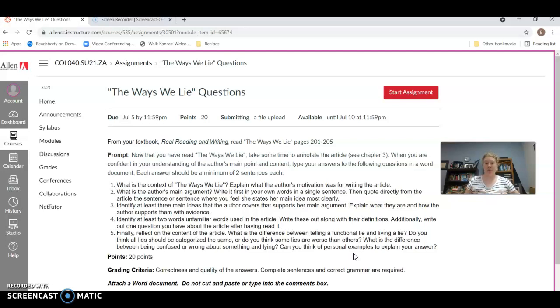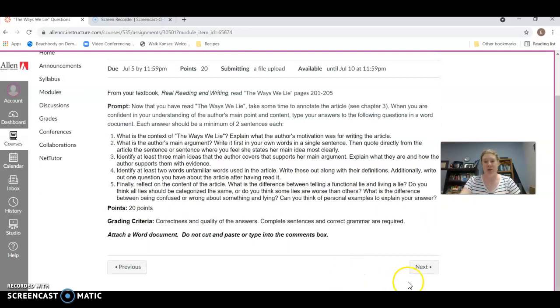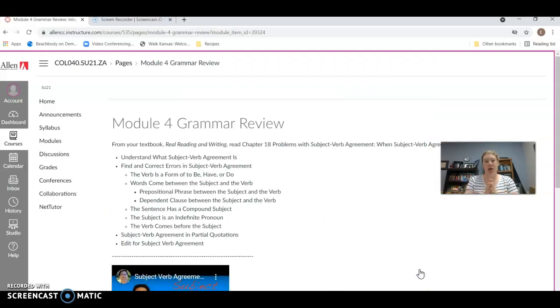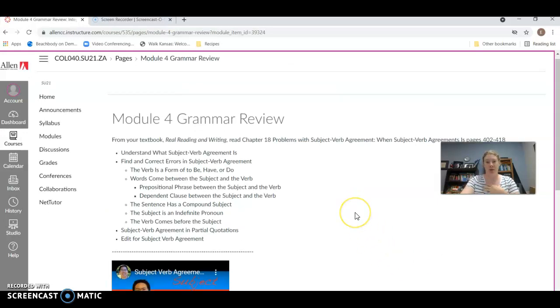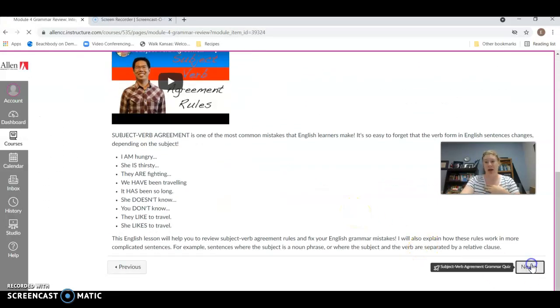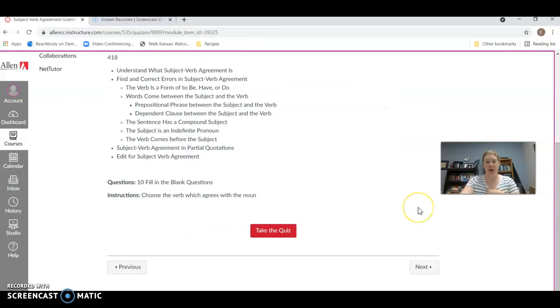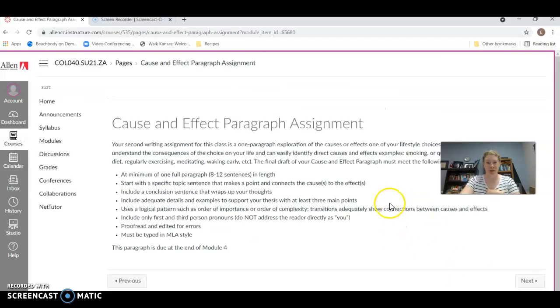The article itself also shows you a little bit of a different style of writing. This is in the classification chapter, so it's an example of classification writing, but you'll see some of the cause and effect as well, because a lot of styles of writing are a little bit mixed. So that is The Ways We Lie. Of course, you have your grammar review, chapter 18, and then a video to help you out. And then the last thing that you'll be working on is the quiz, and the cause and effect paragraph that you'll be writing.